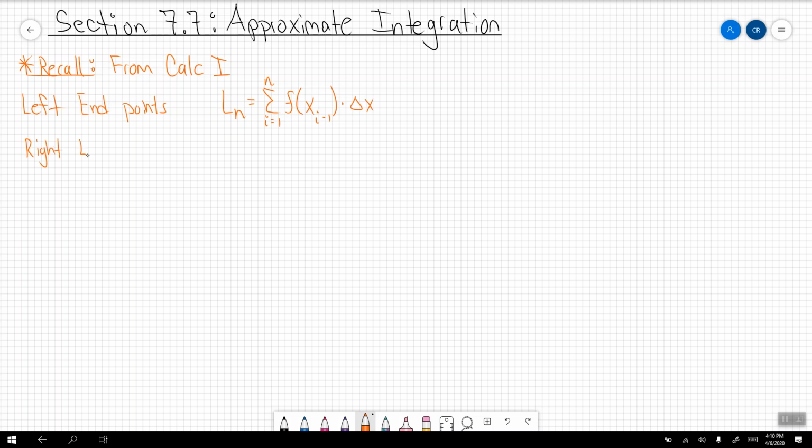We had our right endpoints, and these right endpoints were given by R sub n, which is given by the summation from i starting at 1, and this is for x sub i multiplied by delta x, and then we had midpoints.